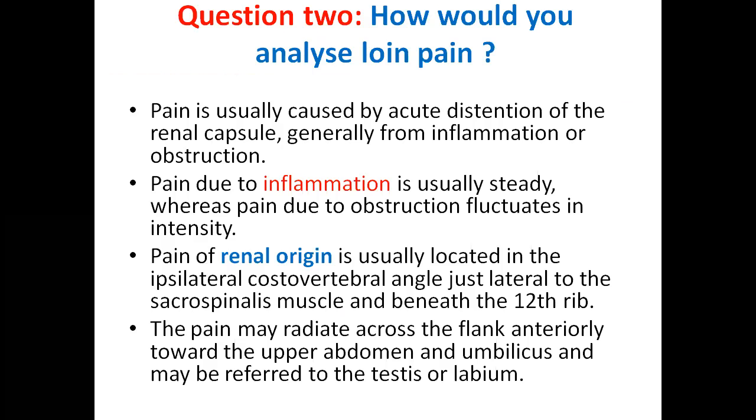Question 2. How would you analyze loin pain? We analyze loin pain usually by taking an appropriate focused history. We have two types of renal pain. Pain due to inflammation is usually steady in nature, while pain due to obstruction is usually colicky in nature.